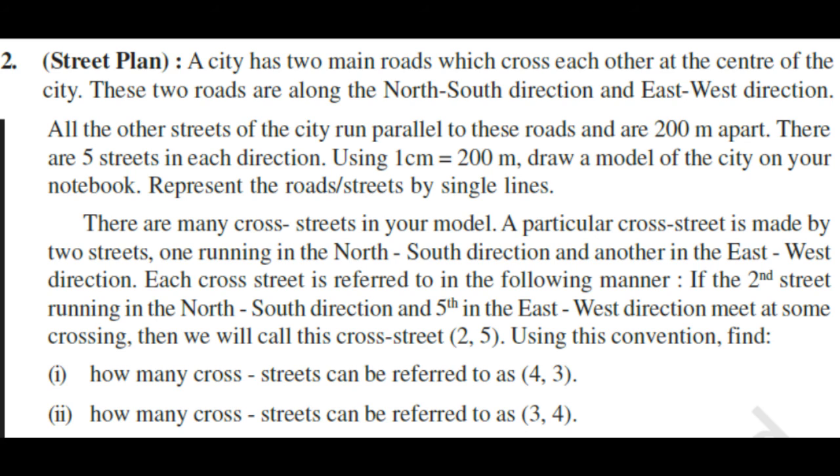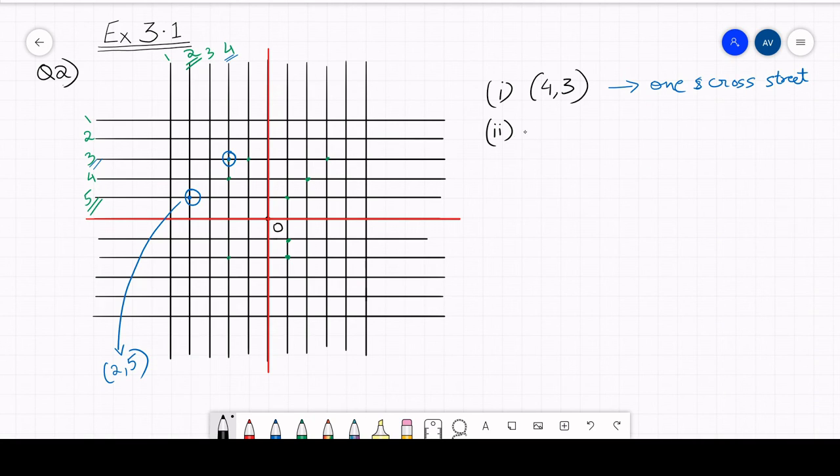The second part is asking us how many cross streets can be referred to as (3, 4). So (3, 4) would refer to north-south street number 3 and east-west street number 4. And now it will be this point out here, this cross street out here. And there is only one such cross street. So the solution for this is one single cross street as well.